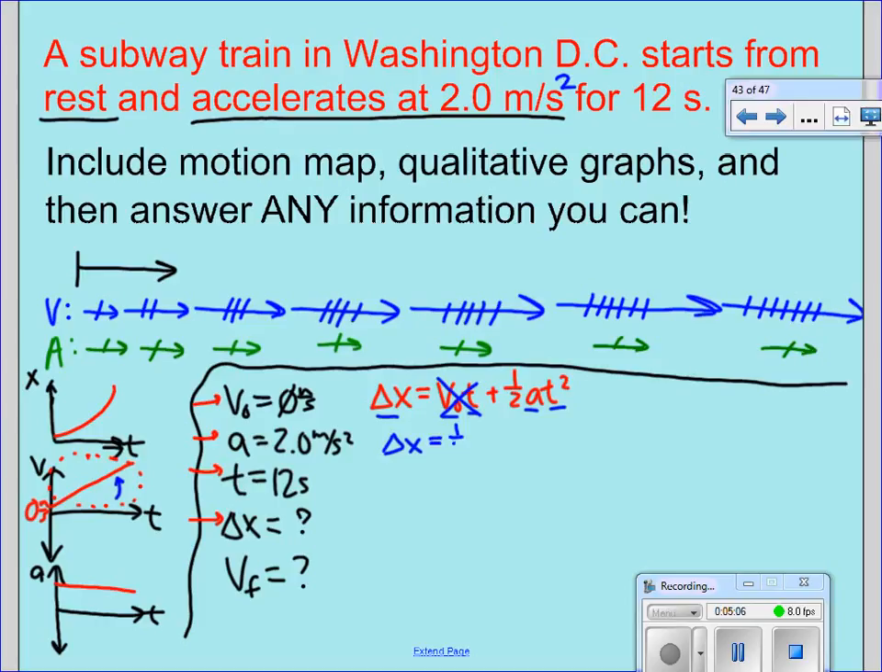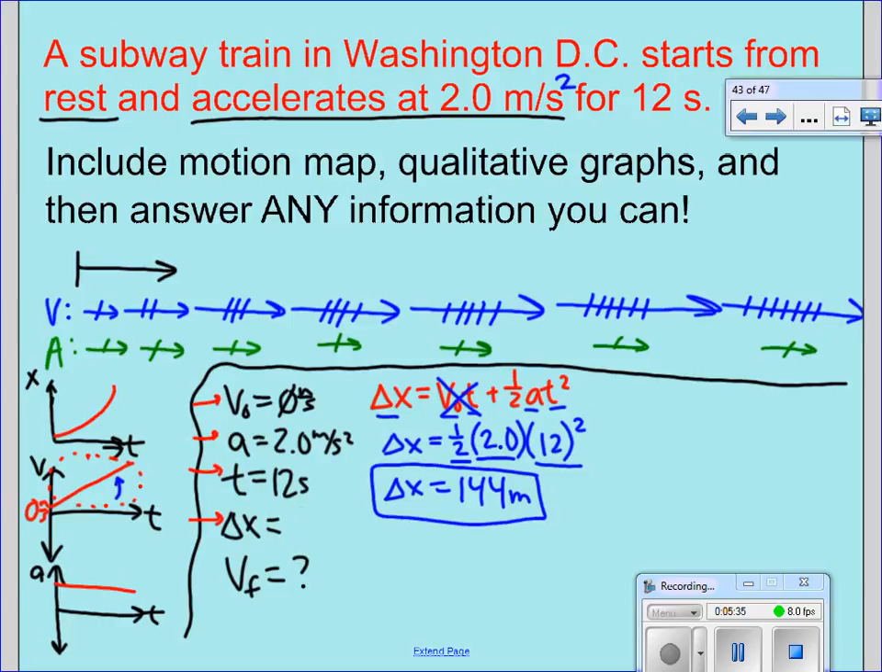So delta x will just equal 1/2. My acceleration is 2.0, and my time is 12, and don't forget to square the time. Now when I calculate that, I'm going to do 12 squared, which is 144, times 2, and then times 1/2, or 0.5. My delta x ends up being 144 meters. So that tells me that this subway car in 12 seconds has gone 144 meters.